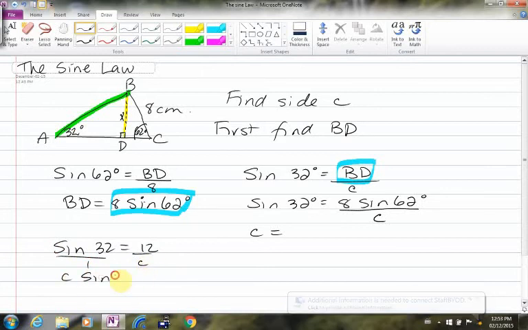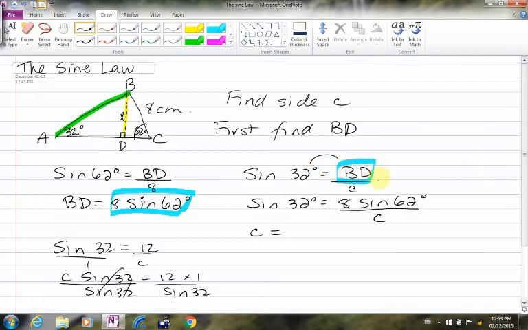C times the sine of 32 equals 12 times 1. So we would have to divide both sides by sine 32 to get C. So C is equal to BD divided by sine 32. When I teach this in grade 10, I always say when beside, divide. It's a nice little rhyme that helps people remember. Since these are beside each other, I'm going to divide. So C will be 8 sine 62 divided by sine 32.